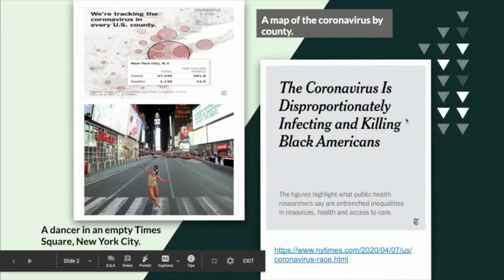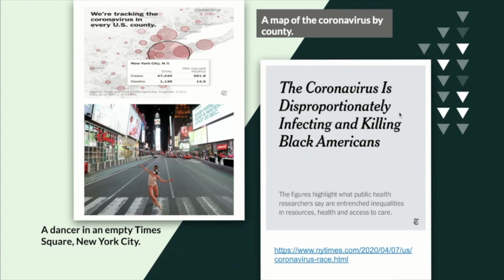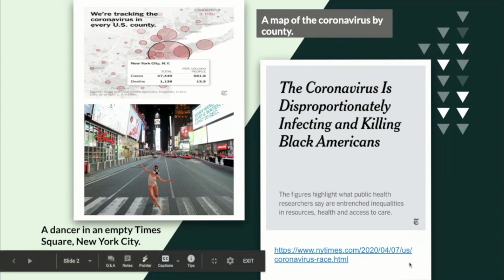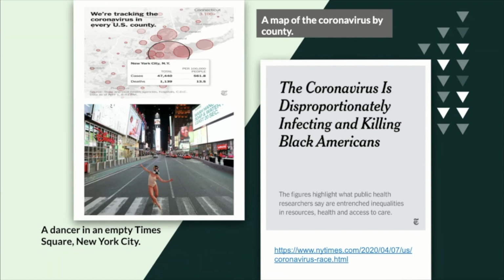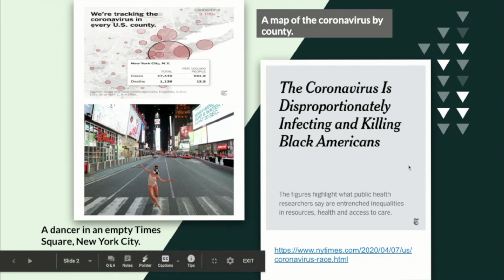Then for my news article, I took a picture of the headline and also included the link to the article. Here I have a map with a caption, and I also found a picture of an empty Times Square for my landmark picture, and also put the caption. So this is just a brief example for students to reference.